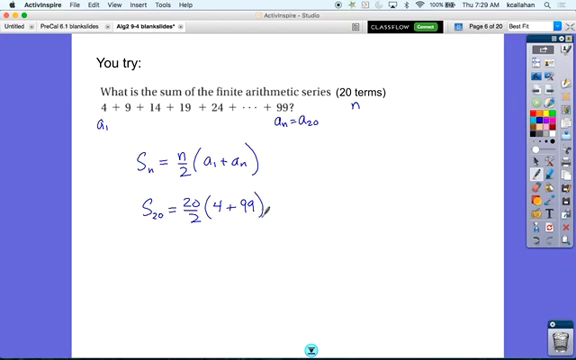Right? At that point, this is just a plug and chug, maybe even a calculator exercise. So 20 over 2 is 10. 4 plus 99 is 103. 10 times 103 is 1,030.